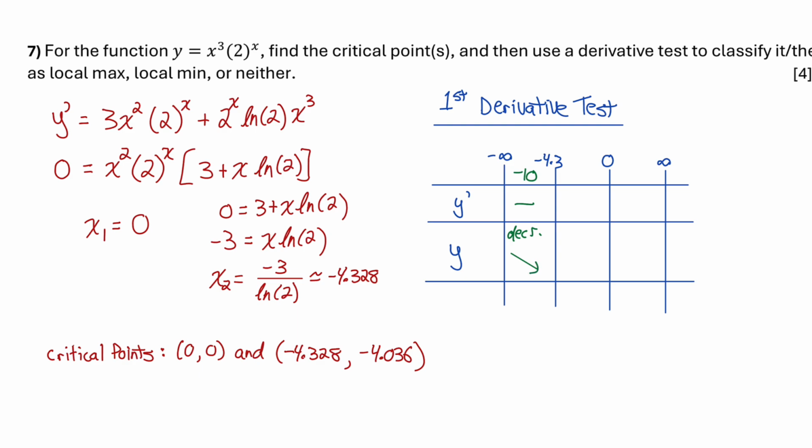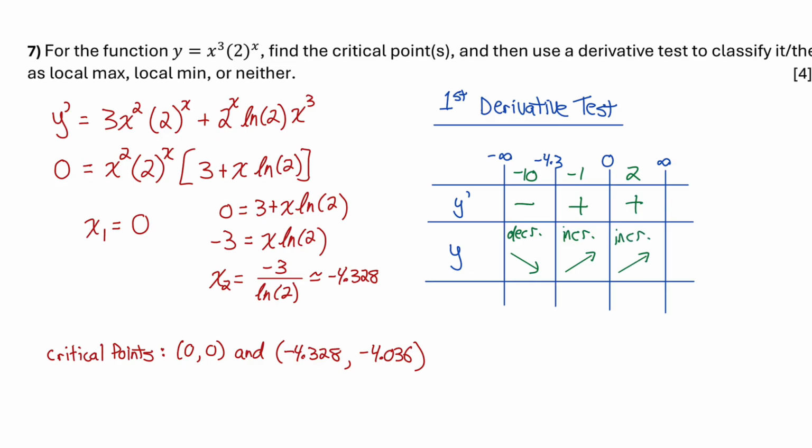And then within the next interval, between negative 4.3 and 0, I'll pick a test value. I'll pick negative 1. Subbing that test value into the first derivative, I get a positive answer, which means the original function must be increasing. And then within the last interval between 0 and infinity, I'll pick a test value of 2. Subbing that into my first derivative, I again get a positive answer, which means the function continues increasing.